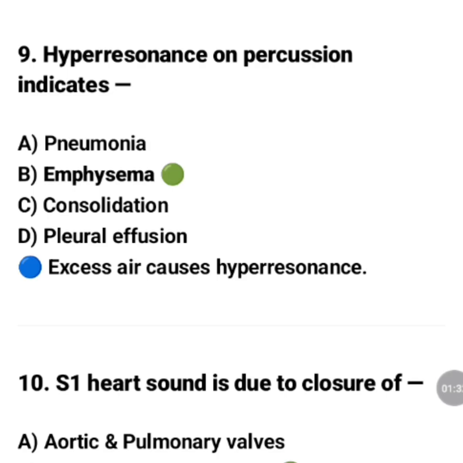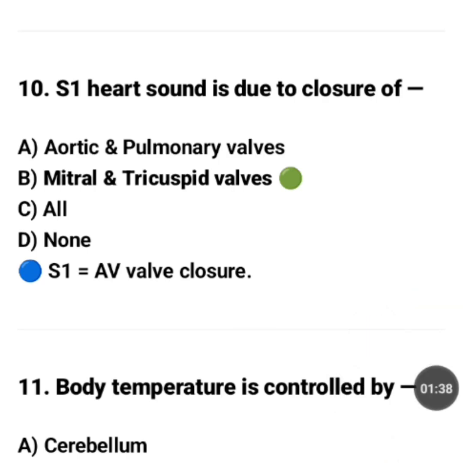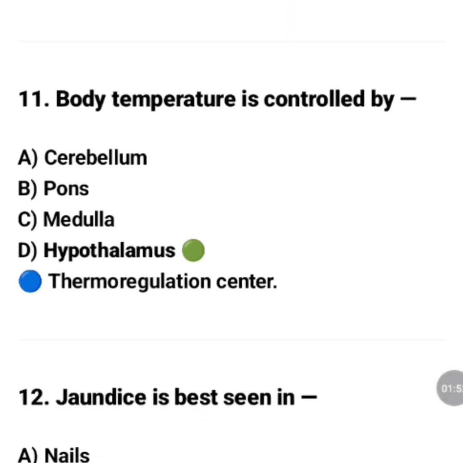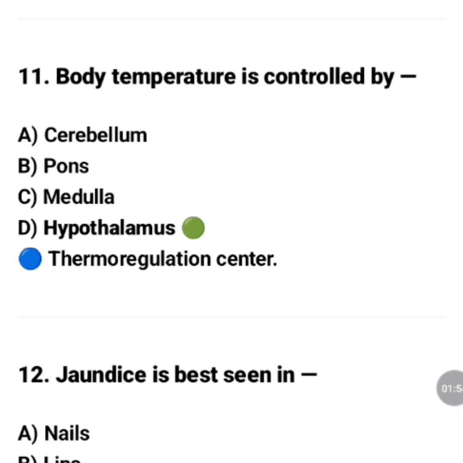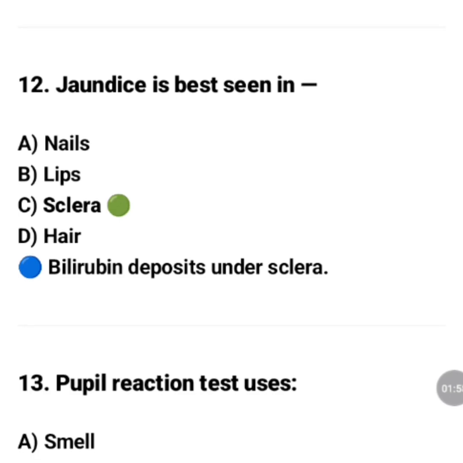Hyperresonance on percussion indicates. The correct answer is option B, emphysema. Excess air causes hyperresonance. S1 heart sound is due to closure of. The correct answer is option B, mitral and tricuspid valve. Body temperature is controlled by. The correct answer is option D, hypothalamus. Hypothalamus is called the thermoregulatory center.